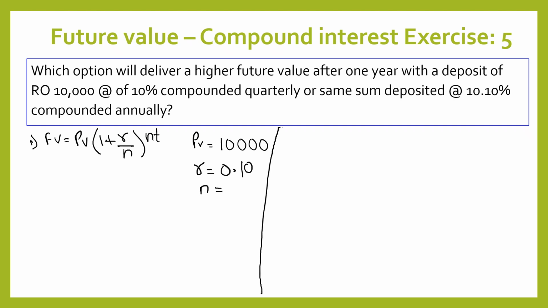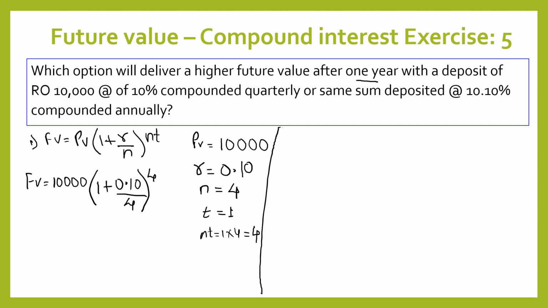N is what? It is compounded quarterly, every 3 months. So my n will be 4. Time is how much time? 1 year. So time is 1, and my nt will be 1 multiplied by 4, that is 4. Now we will substitute in the formula. Future value is equal to 10,000 into bracket 1 plus 0.10, that is 10%, divided by n, which is 4, power of nt, which is 4. So the first option future value, when you calculate on the calculator, you will get 11,038.12.